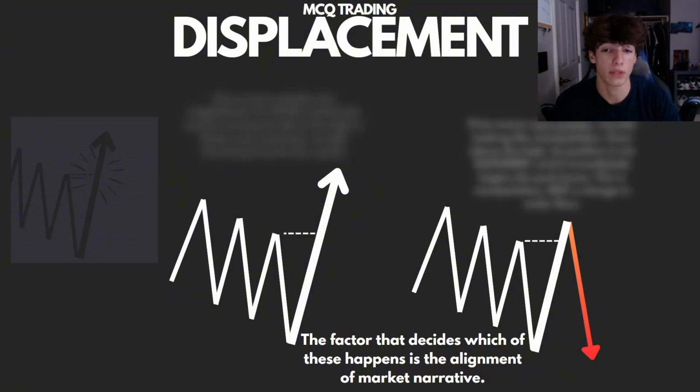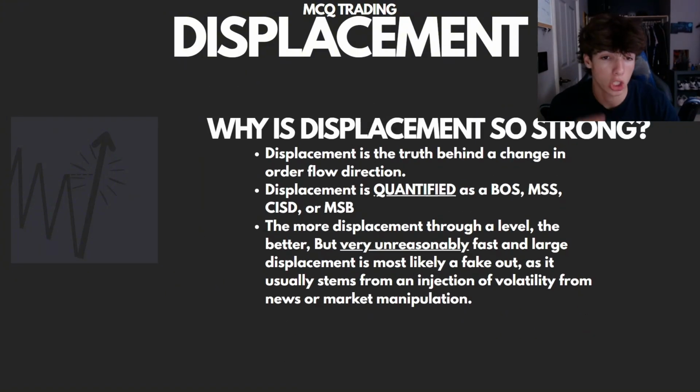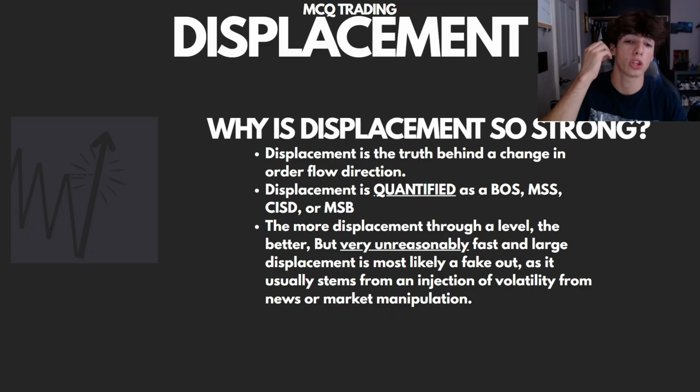So next, we have to look at why displacement is so strong, right? Displacement is simply put the truth behind a change in order flow direction. So we have break of structure, market structure shift, change of state, market structure break, whatever it might be. Those are ways to quantify displacement, right? The only exception to this rule is going to be inverse fair value gap, because that's simply a change in order flow before we get displacement, right?